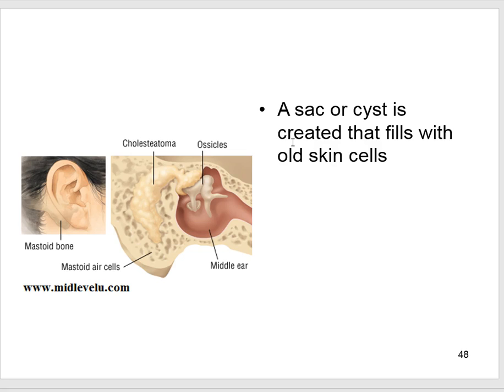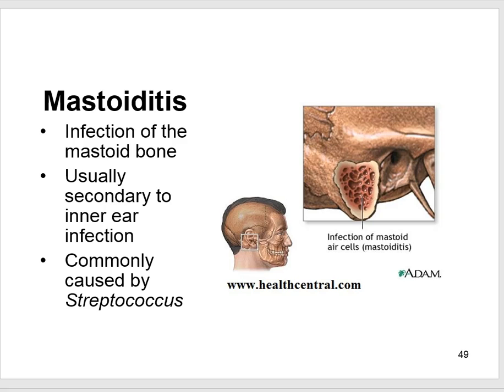Poor function in the eustachian tube leads to negative pressure in the middle ear. This pulls part of the tympanic membrane the wrong way towards the ossicles, creating a sac or cyst that fills with old skin cells and other waste material. The cyst becomes infected. The cyst may enlarge and break down some of the middle ear bones, affecting hearing. Mastoiditis is an infection of the mastoid bone. It's usually secondary to middle ear infection, and it's commonly caused by Streptococcus.